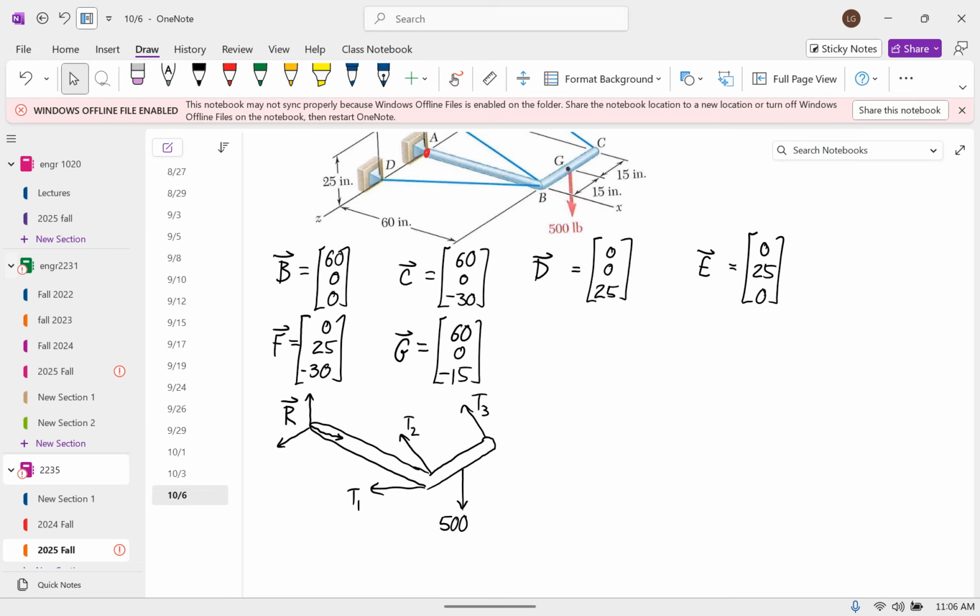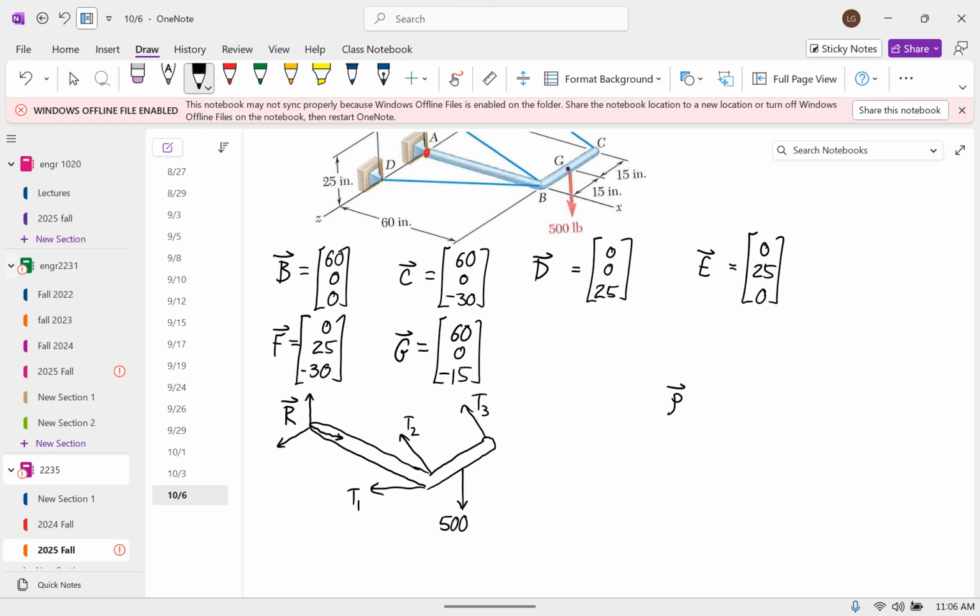So how many variables do we have? Three for the force, one for each cable, so six. So we're hoping to get six good equations. When I say good equations, I mean ones that aren't linear multiples of other ones or ones that end up being 0 equals 0.